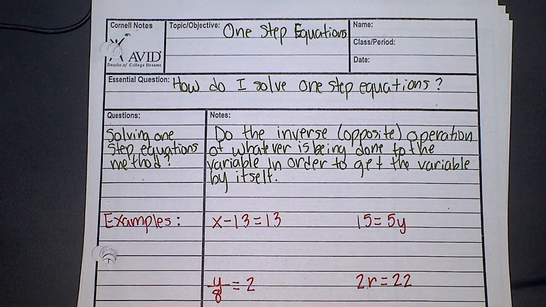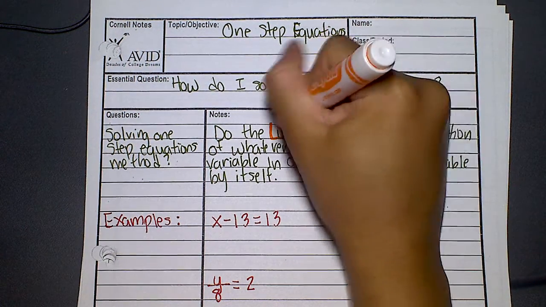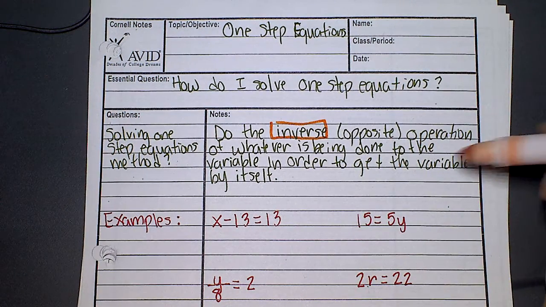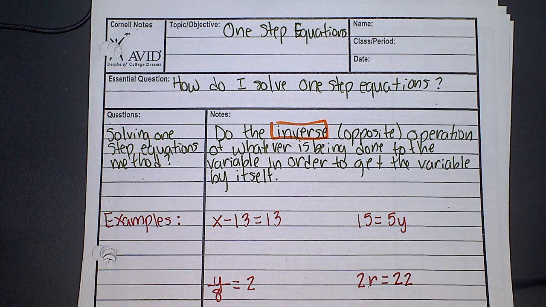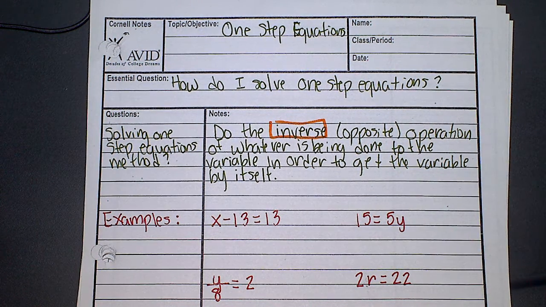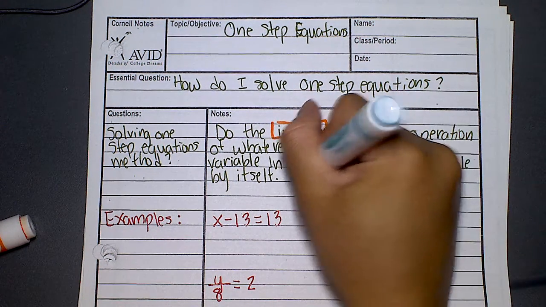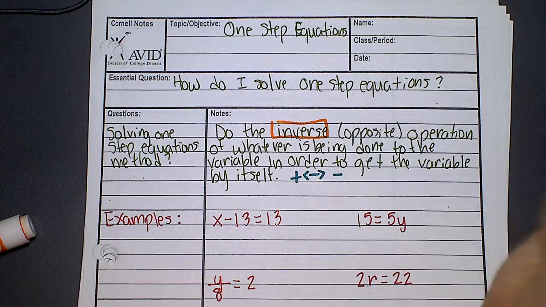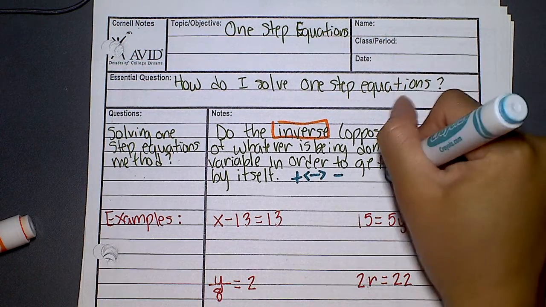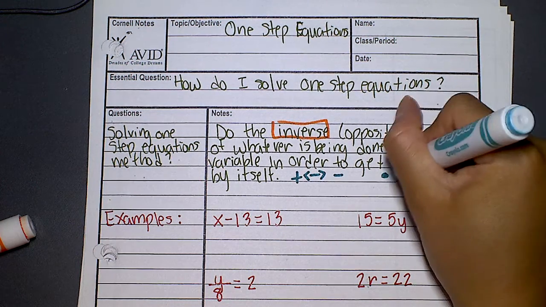So, in order to solve one-step equations, you do the inverse operation of what is being done to the variable in order to get the variable by itself. So, really quickly, let's go over inverse operations. The inverse operation of addition would be subtraction and vice versa. The inverse operation for multiplication would be division and vice versa.